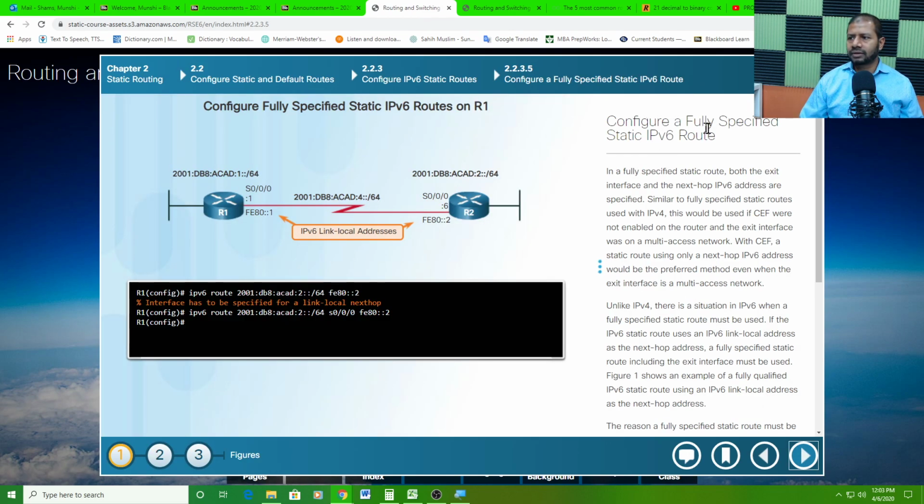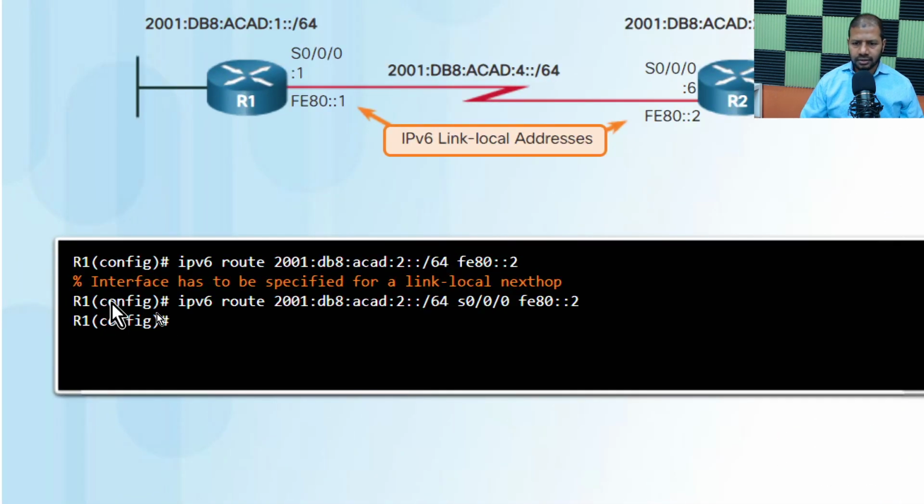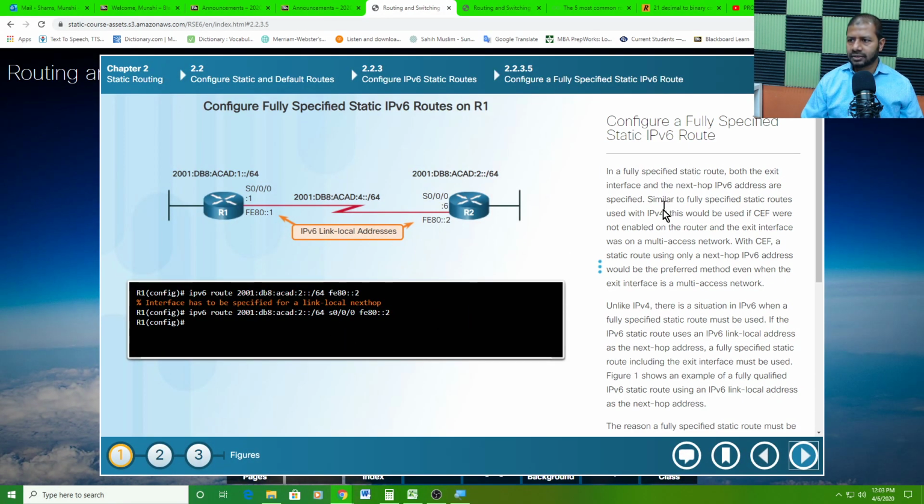Now configure a fully qualified route, that is what I was talking about. Sometimes you want to write the exit interface as well as the next hop router's address. So both of them. For example, here they have written IPv6 route, go to this destination network via my serial 0/0/0 interface and also the next hop's address, the link-local address. So an address and the exit interface, both. You can do that. That's called a fully specified static route.